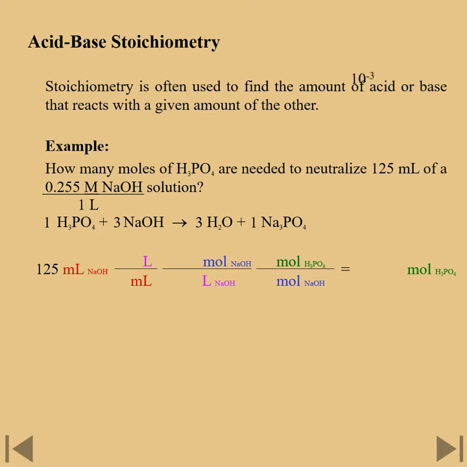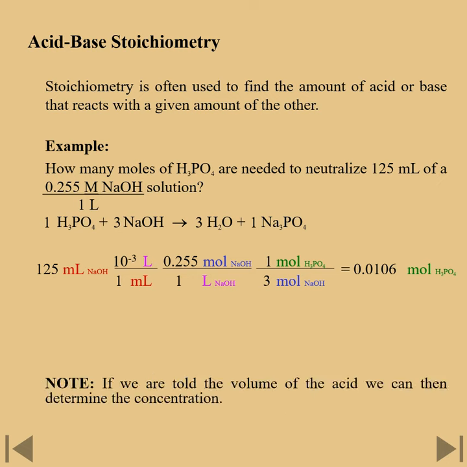And for the numbers, 1 milliliter, 10 to the negative 3rd liter, 0.255 moles of sodium hydroxide for each liter of solution, and 3 moles of sodium hydroxide for each mole of phosphoric acid. Or 0.0106 moles of phosphoric acid. Now note, if we were given the volume of the solution that we just neutralized, we could put the number of moles over volume and give the concentration of that acid in moles per liter.